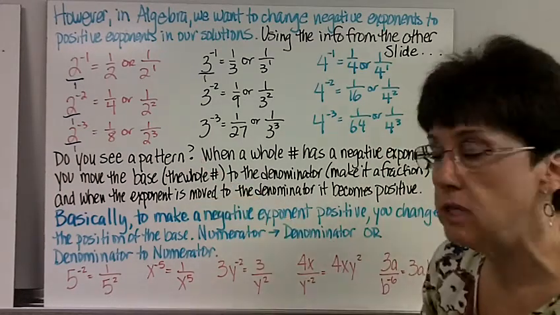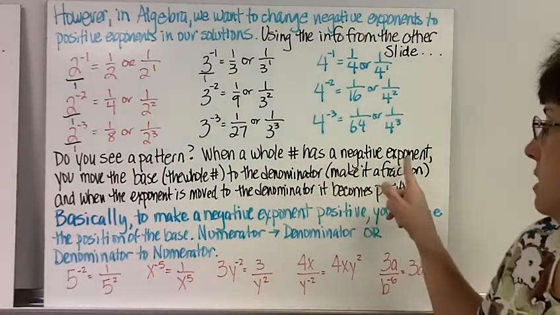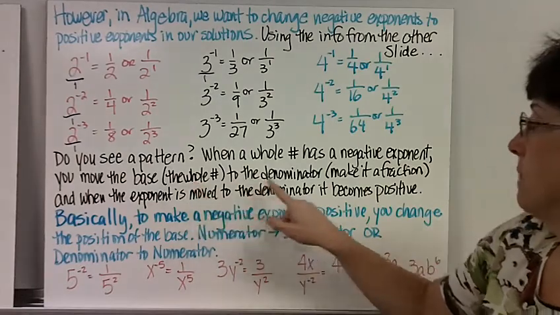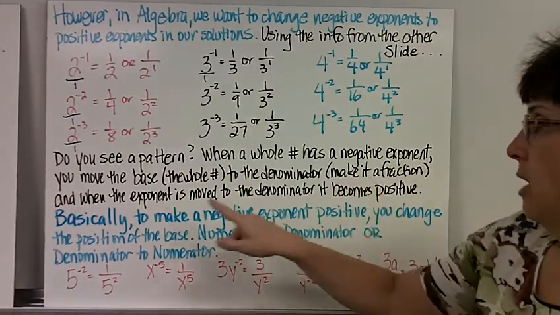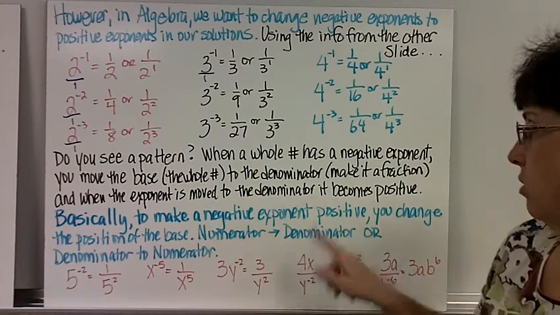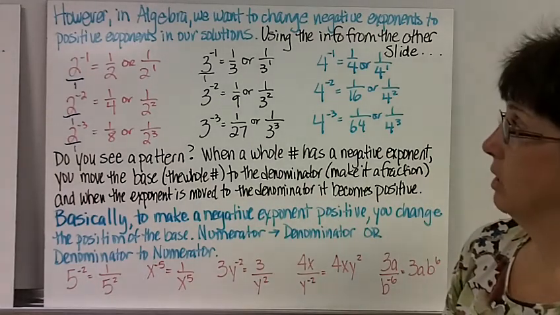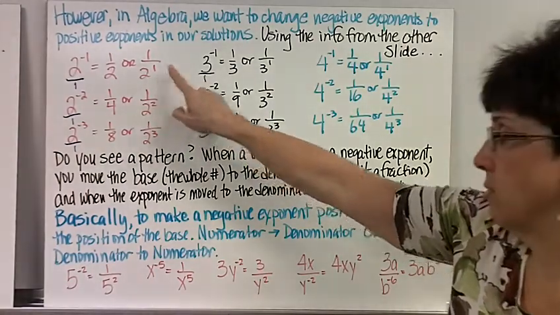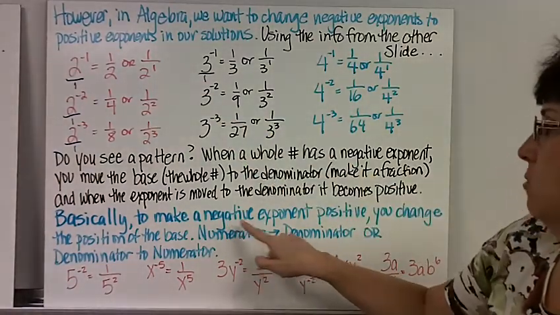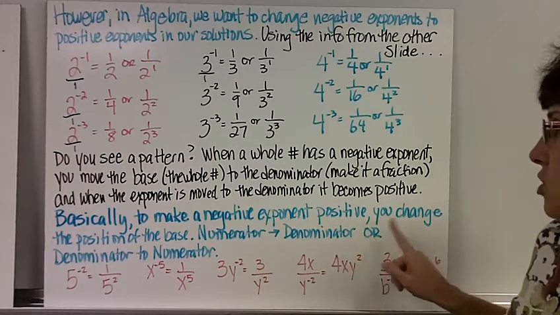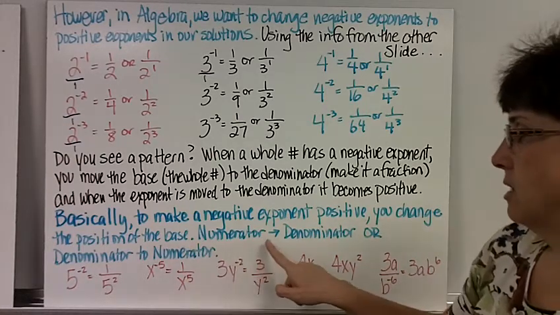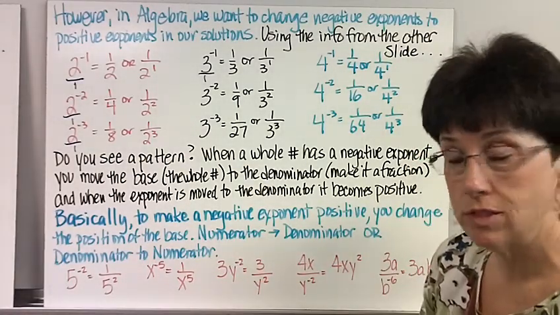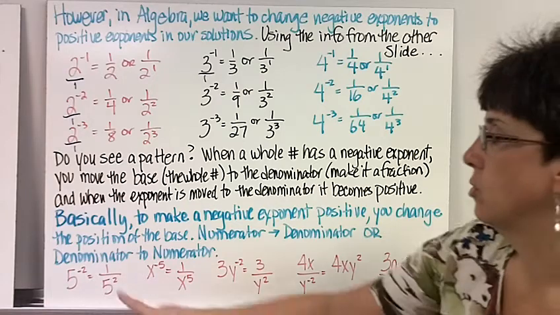So I'm asking you, do you see a pattern? When a whole number has a negative exponent, you move the base, which is the whole number, to the denominator and make it a fraction. And when the exponent is moved to the denominator, it becomes positive. So that's how we get rid of our negative exponents. We rewrite it, change the position of the base. Basically, to make a negative exponent positive, you change the position of the base. If it's in the numerator, it goes to the denominator, or if it's in the denominator, it moves to the numerator. I'll show you one of those.